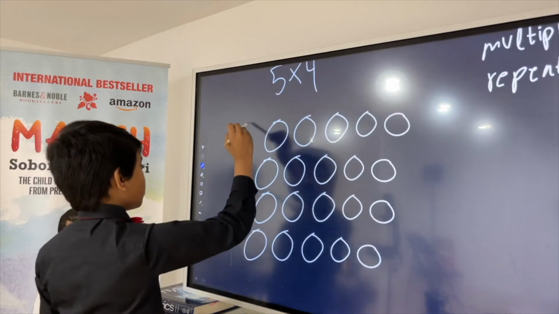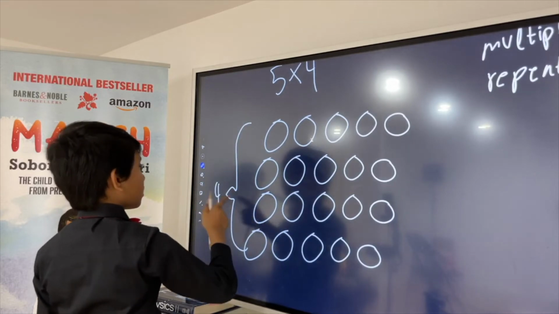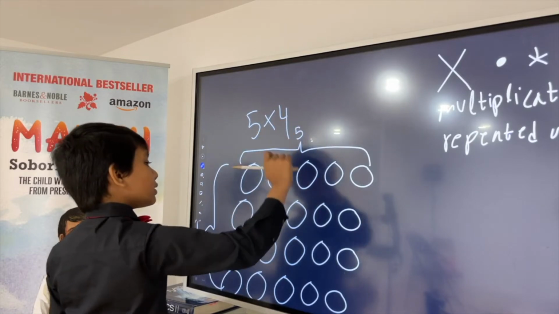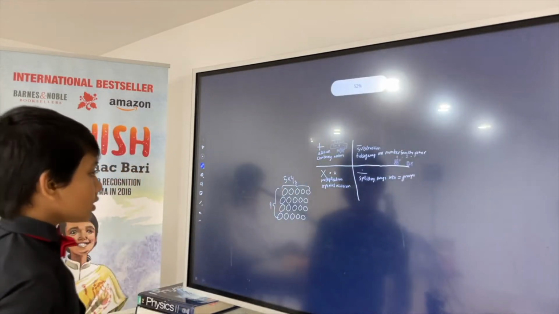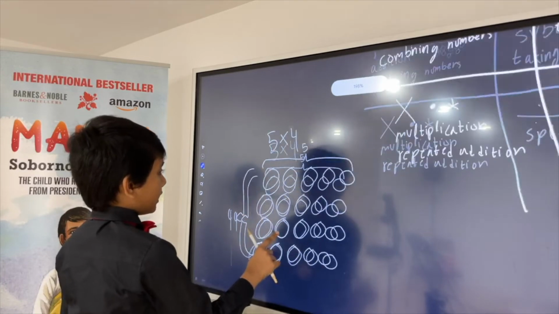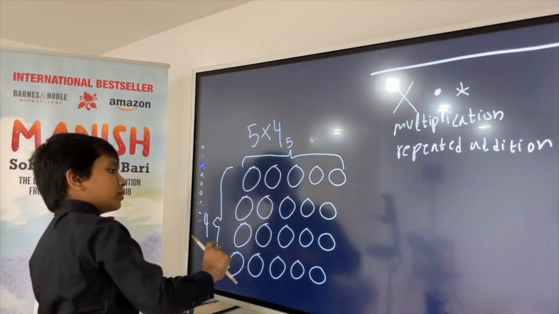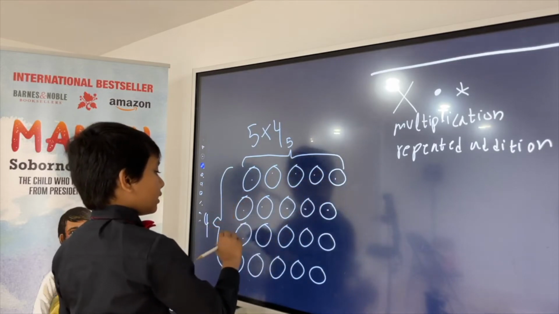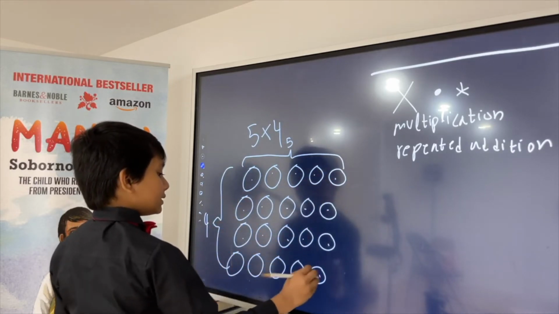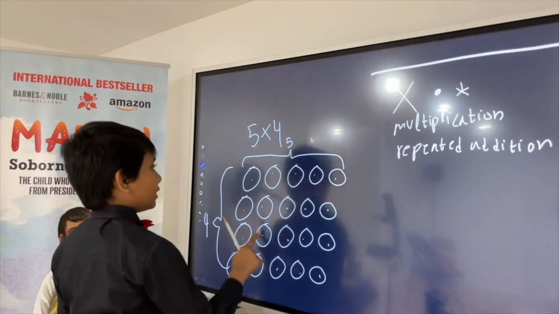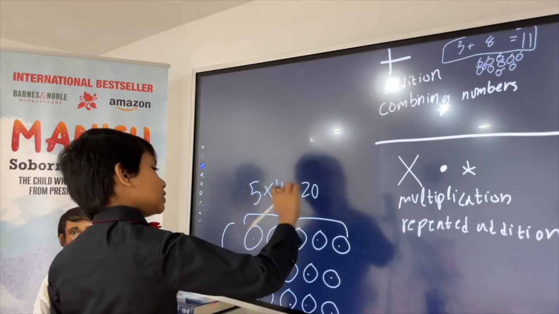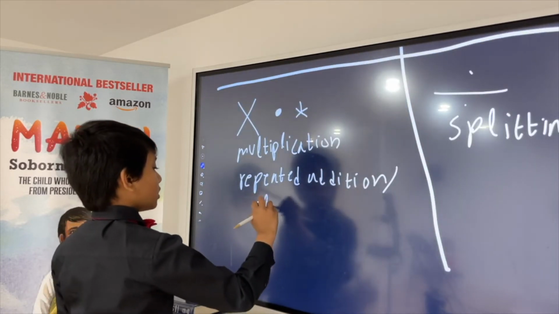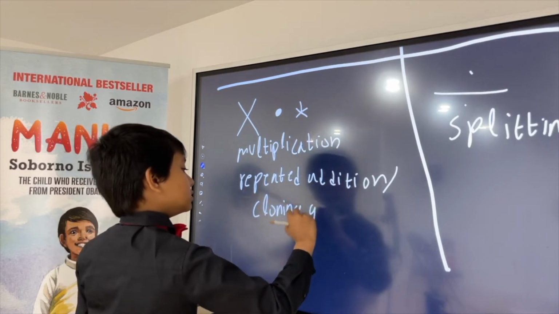Now, how many rows of clones are there? 4. How many were there originally? And now how many columns are there? 5. So, that means that you have 5 times 4. 1, 2, 3, 4, 5, 6, 7, 8, 9, 10, 11, 12, 13, 14, 15, 16, 17, 18, 19, 20. 5 times 4 is 20. So it's repeated addition, or cloning groups.